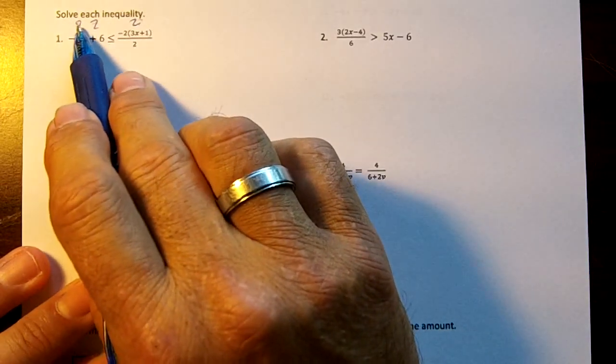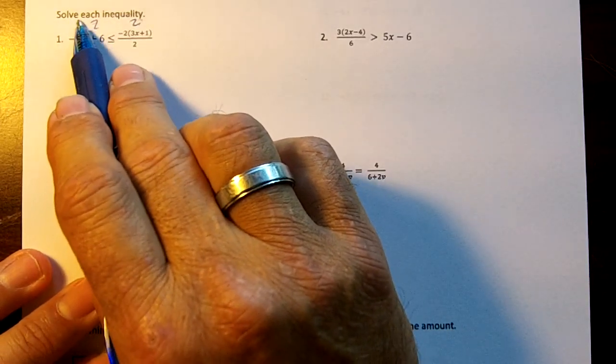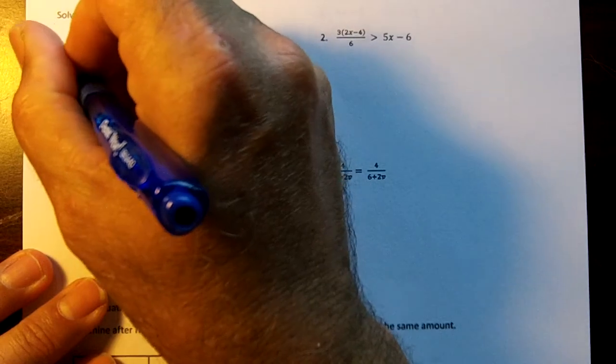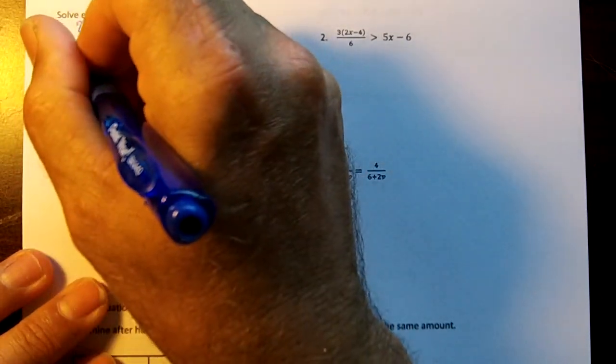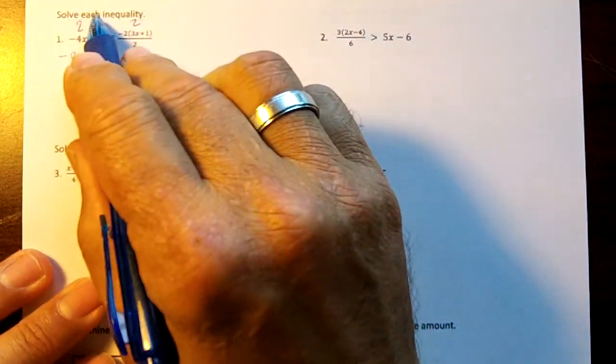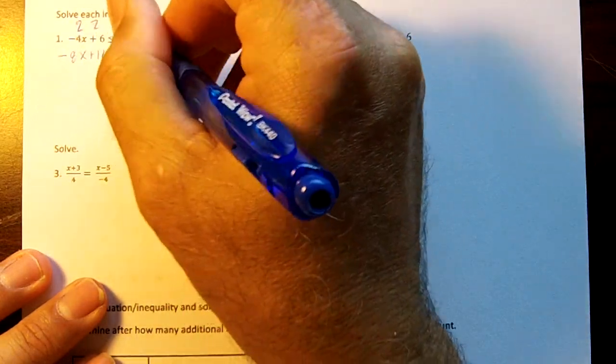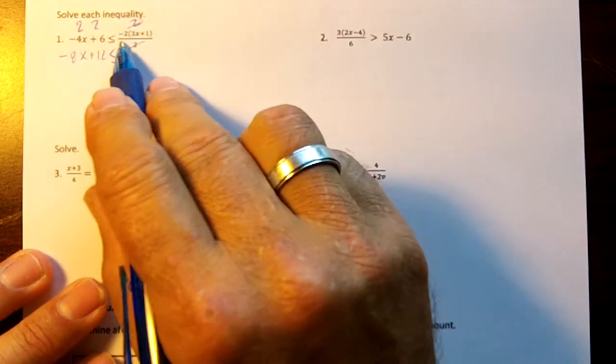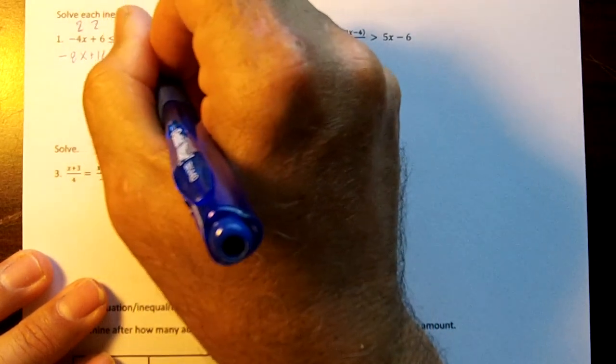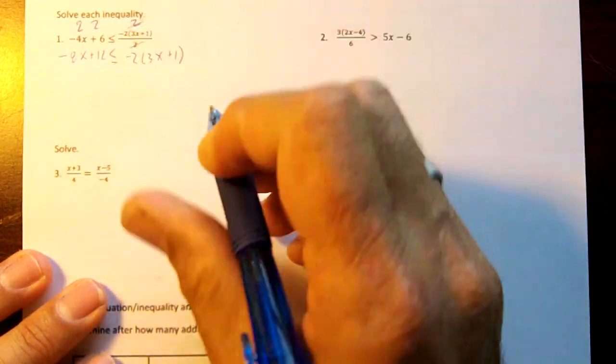Now then, we're going to do sign, number, letter, exponent. A positive times a negative is a negative. 2 times 4 is 8. The letter's x. 2 times 6 is 12. Less than or equal to, and these 2's divide out to 1. So we have negative 2 parentheses 3x plus 1.